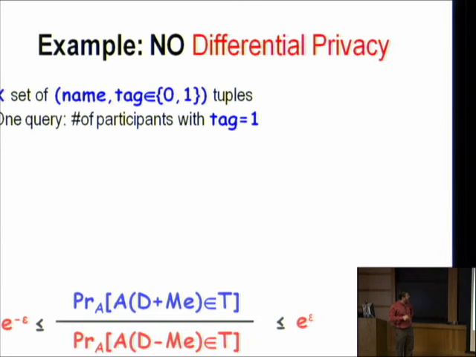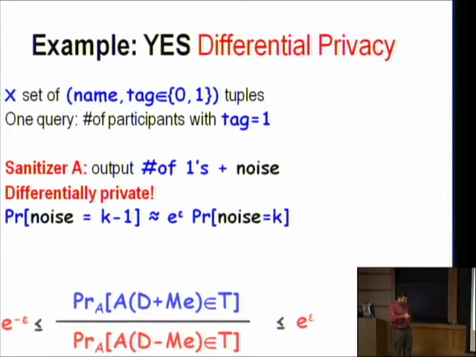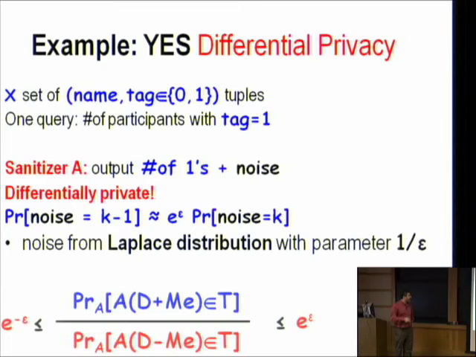On the other hand, suppose we again have a bunch of individuals and tags, and what we want to publish is the number of participants whose tag is zero. Then we simply output the actual number plus noise. How is the noise distributed? We want the probability that the noise is k minus 1 to be roughly e to the epsilon times the probability that the noise is k. Something that has this property is the Laplacian distribution with parameter 1 over epsilon.